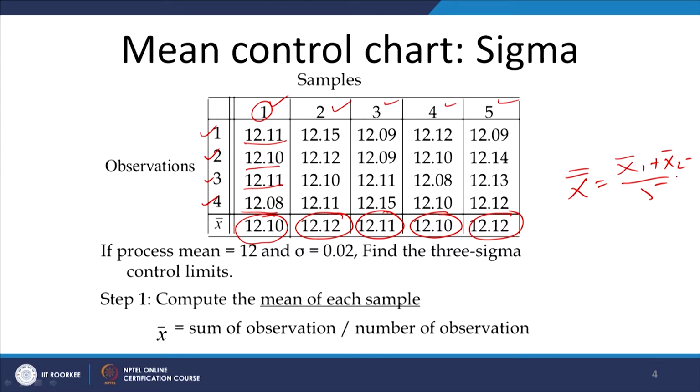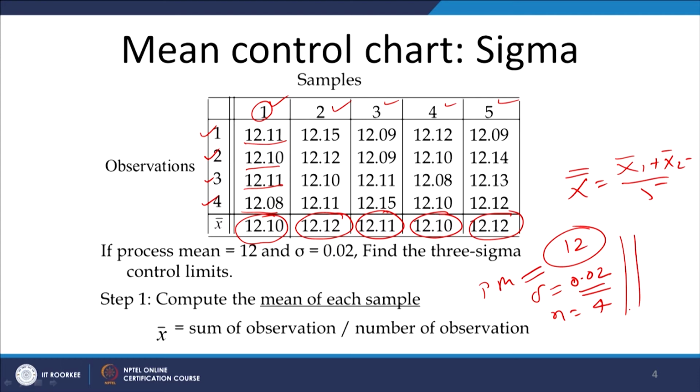Say the process has been set to produce things corresponding to a numerical value of 12 for the quality characteristic. So, the process mean is 12, the process standard deviation is 0.02, and the number of units in a sample, n, here is 4. So, these are the 3 things that we have to use to develop the mean control charts using sigma.